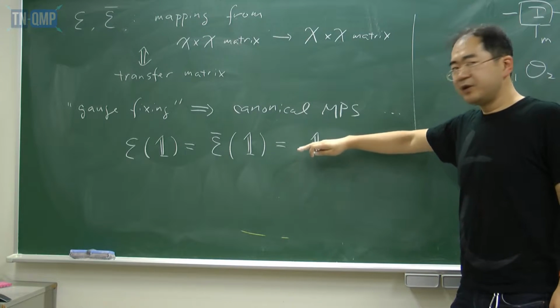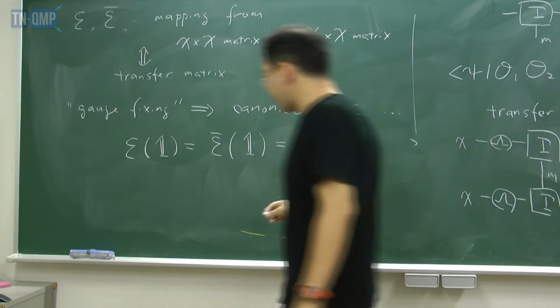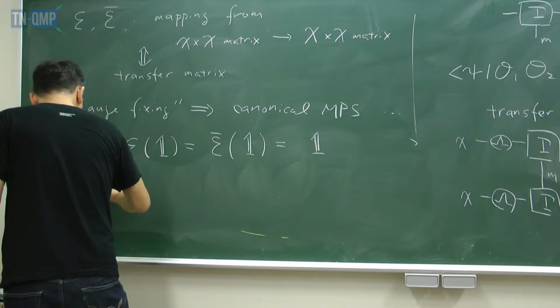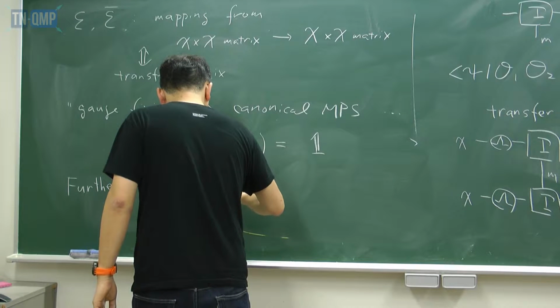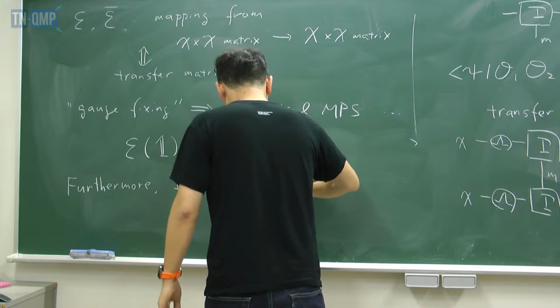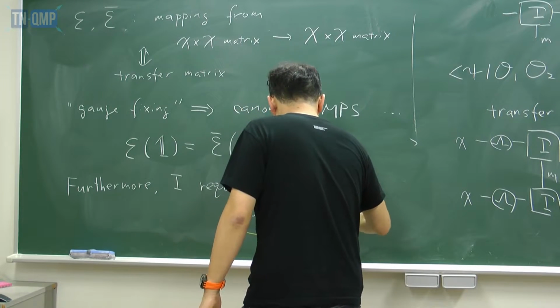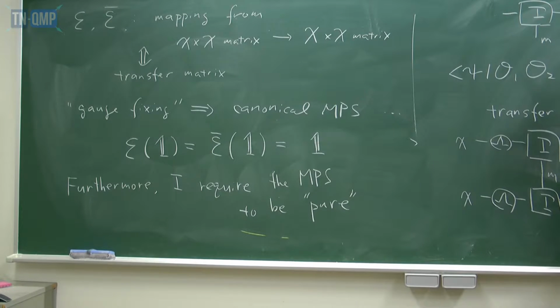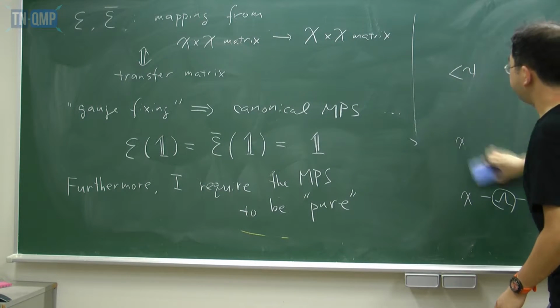And furthermore, I want to impose a stronger condition on the MPS because I want to avoid discussing something like a cat state, a Schrödinger cat state. A superposition of up and down, dead cat and alive cat. So from now on, I want to consider the so-called pure matrix product state. And I am going to explain what pure MPS means.